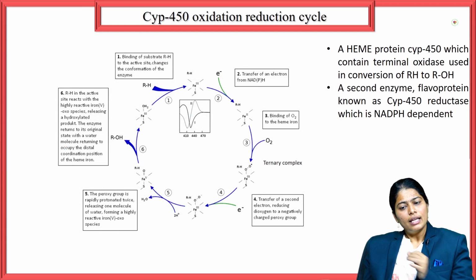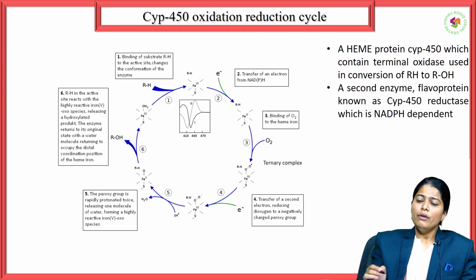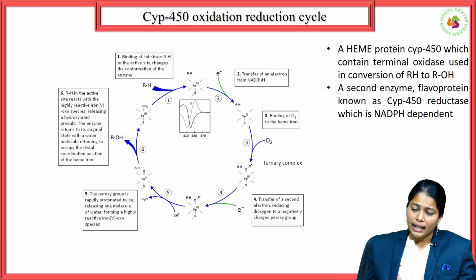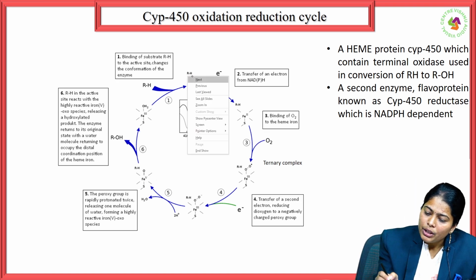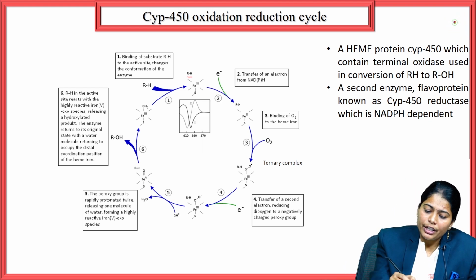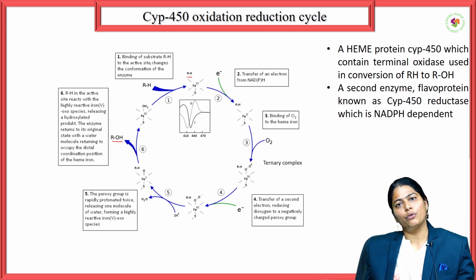See here, this is the CYP450 oxidation reduction cycle. The main enzyme involved in the phase 1 reactions is CYP450, that is cytochrome P450. How does this cytochrome P450 organize the oxidation reduction cycle, and how does it convert RH, the compound which is lipophilic in nature, into ROH, which is hydrophilic in nature?